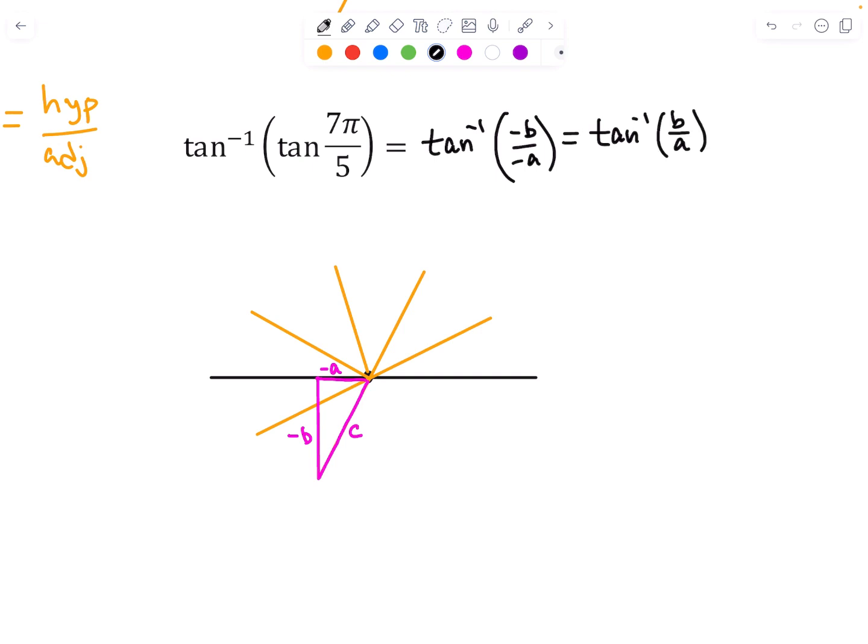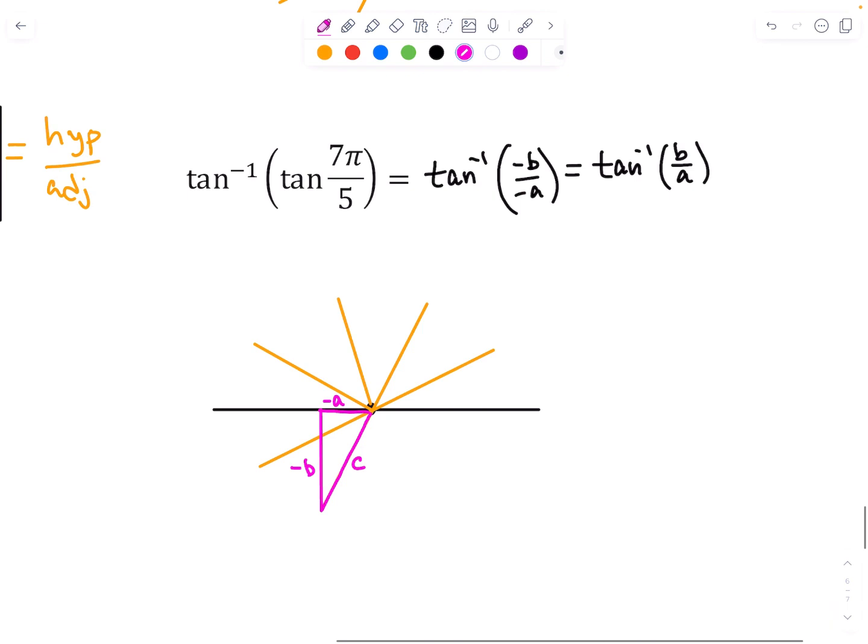Now we want to do the inverse tangent of this positive b over a. Well, because this is positive, I know that the inverse tangent of this positive angle should be in quadrant 1. For all 6 inverse trig functions, when the argument is positive, the angle that you're looking for is a quadrant 1 angle. So I need to find the angle that will produce a similar triangle, but that's in the first quadrant.